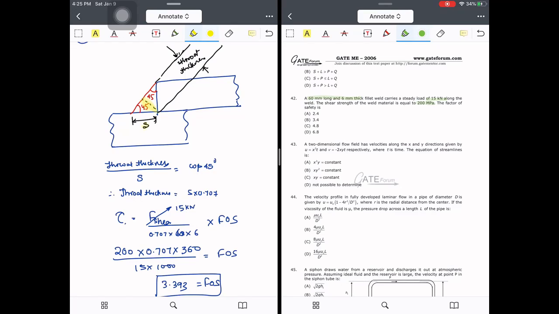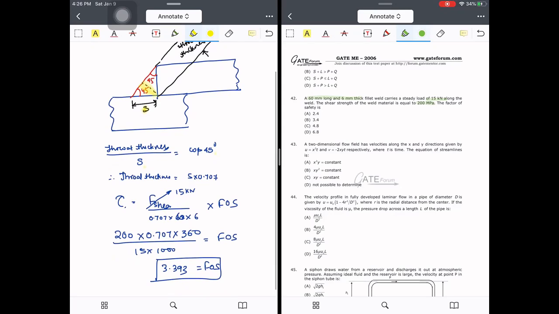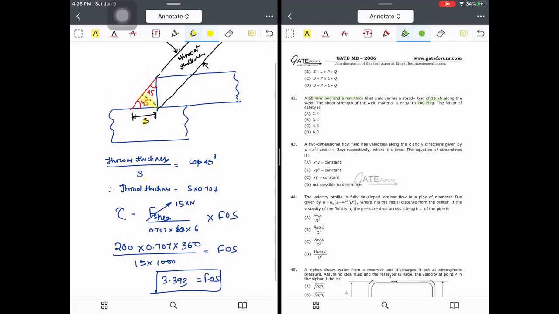Now, how is the shear stress acting? So when there is a steady load of 15 along the weld, the weakest portion is this one, and this is the length of the weld, S. So throat thickness divided by S is equal to how much? It is cos 45 degrees. From here I got the throat thickness equal to 5 into 0.707. Now shear stress is equal to shear force divided by the corresponding area.